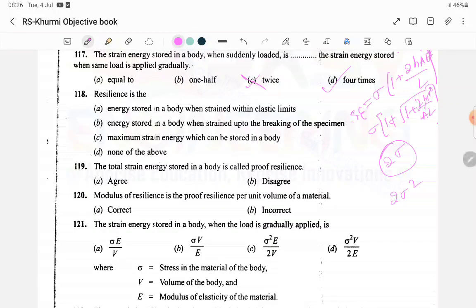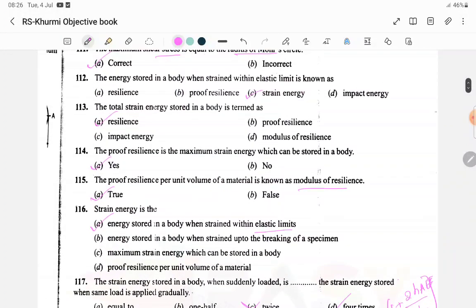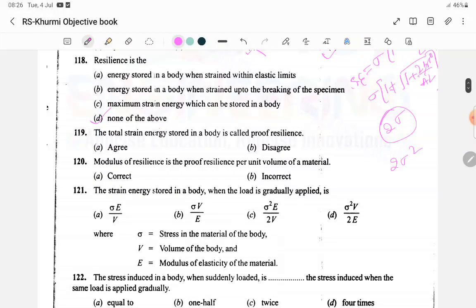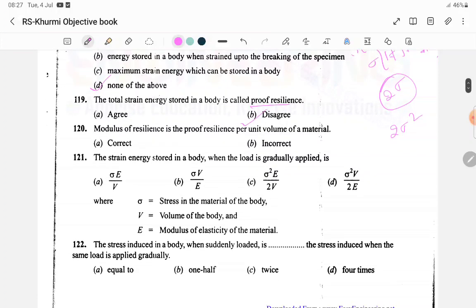D. Already we studied here, resilience means total strain energy stored in a body is termed as resilience. Strain energy stored in a body is called proof resilience. Total strain, that is resilience, so disagree. Modulus of resilience is the proof resilience per unit volume. Yes, correct.